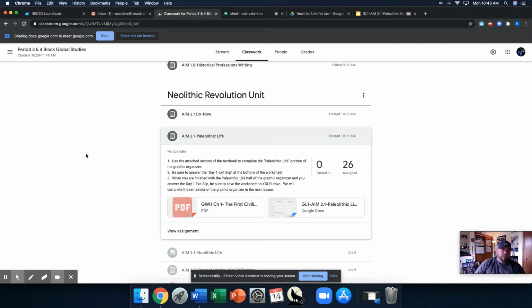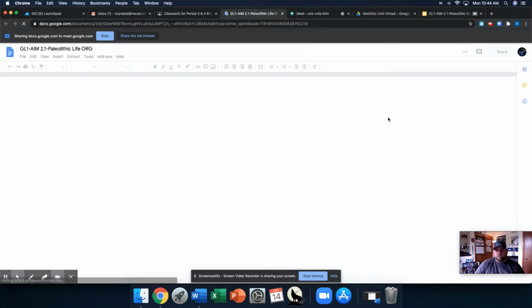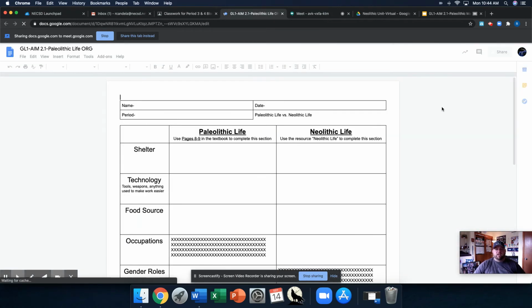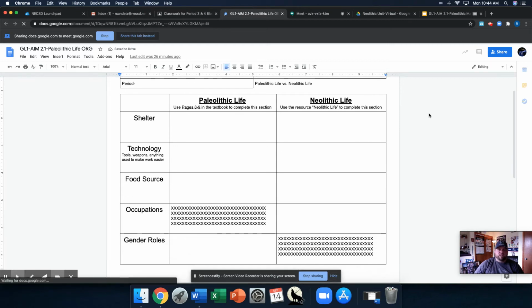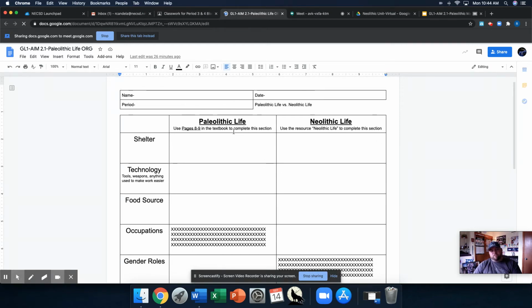Okay, so classwork for today. You will find this on our classwork tab, and it says AIM 2.1 Paleolithic Life. Now we have a couple of different things here. Let's start with the graphic organizer. This is going to be the actual sheet that you complete for today. Each one of you has a copy of this, and you can see we have Paleolithic life on one side, and Neolithic life on the other side.